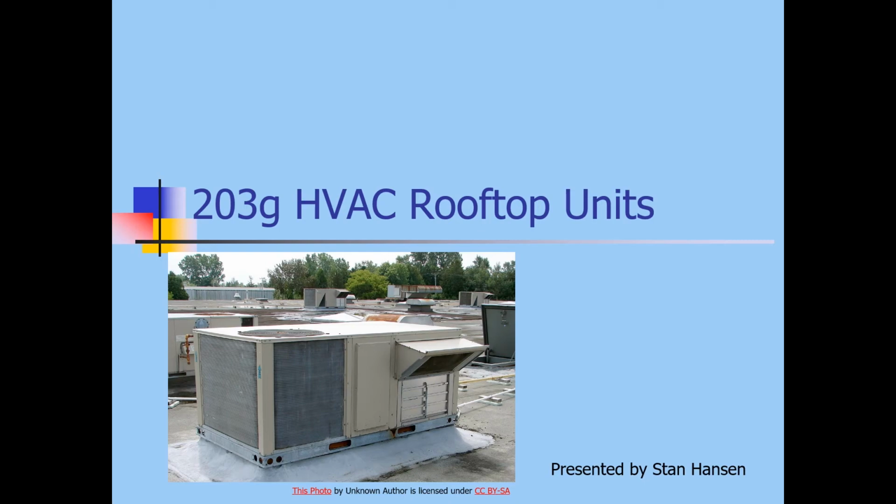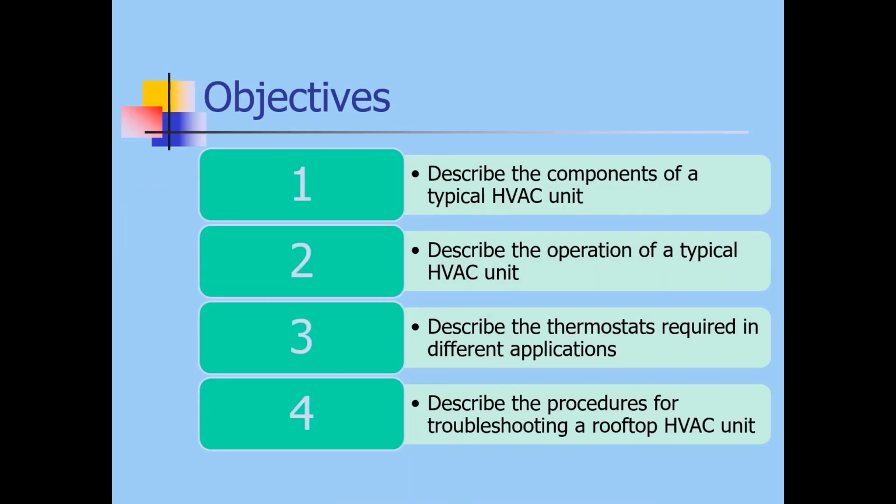Welcome to Module 203G on HVAC rooftop units. For commercial heating, cooling, and air management, these units have similar concepts to the residential heaters. However, they are organized in different orientations. This module has four different objectives to go through, and we're going to start with looking at the individual components that make up an HVAC unit.